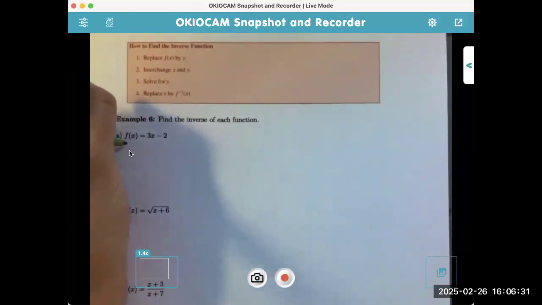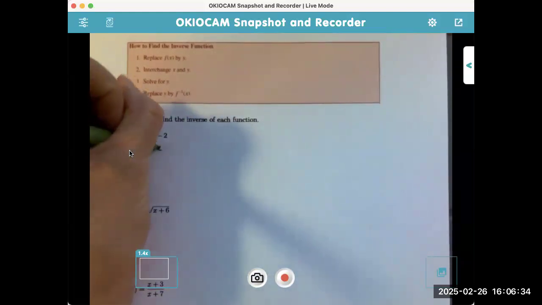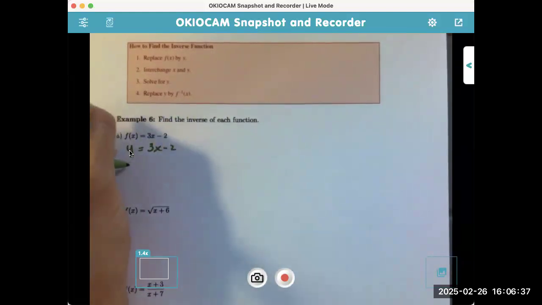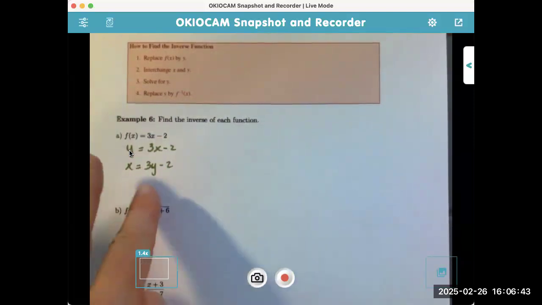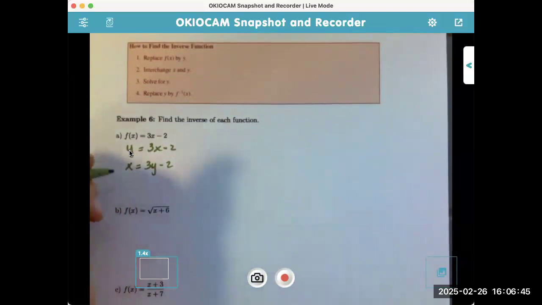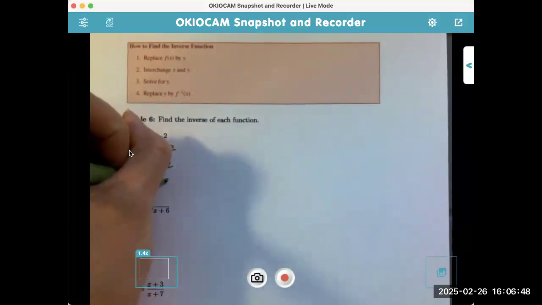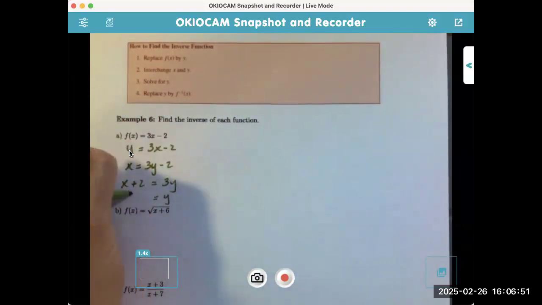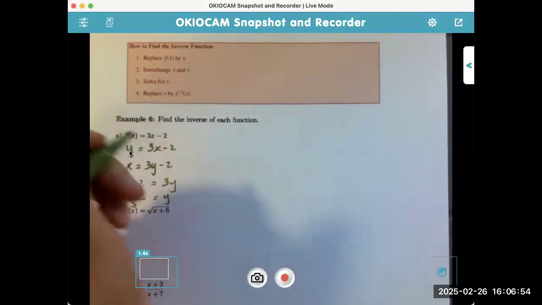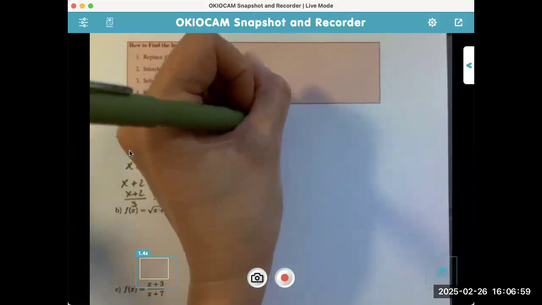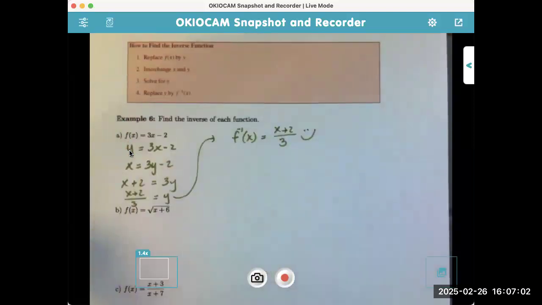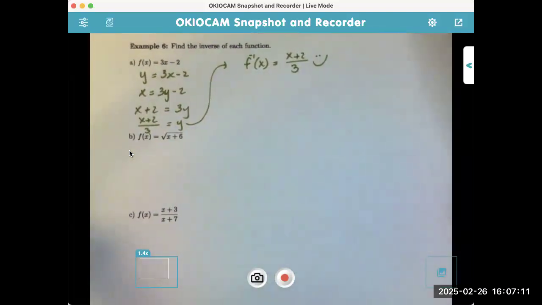So first, f of x becomes y. So y equals 3x minus 2. Then literally just say x equals 3y minus 2, right? Swap out or switch your x and y. Now solve for y. So that's adding the 2, then divide by 3, x plus 2 over 3. And then up and over, just switching back out to say f inverse of x is now x plus 2 over 3. You did it. Yeah, hopefully you thought that was easy. Okay, pause and try B. When you're done, press play on the video.